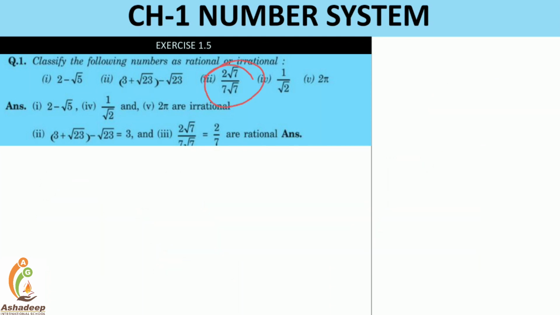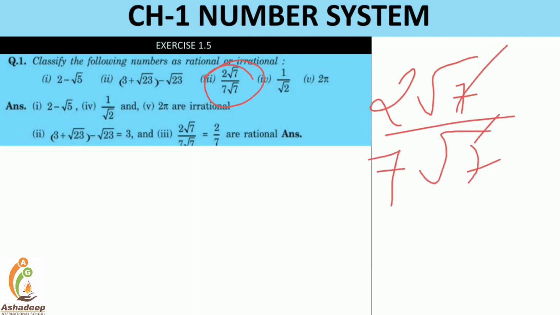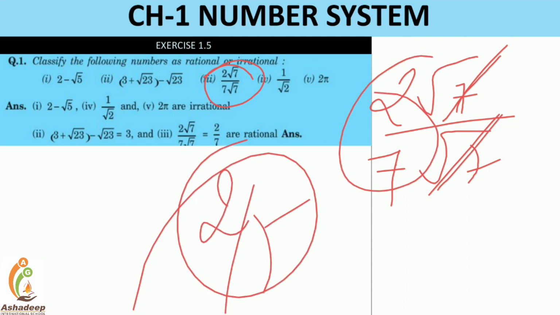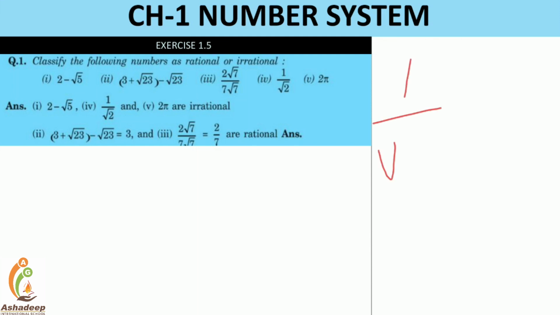Now here we have 2 square root of 7 upon 7 square root of 7. So square root of 7 and square root of 7 cancel. We need to answer after simplification. So the answer is 2 on 7. So 2 on 7 is in the form of p by q, so it is nothing but a rational number.